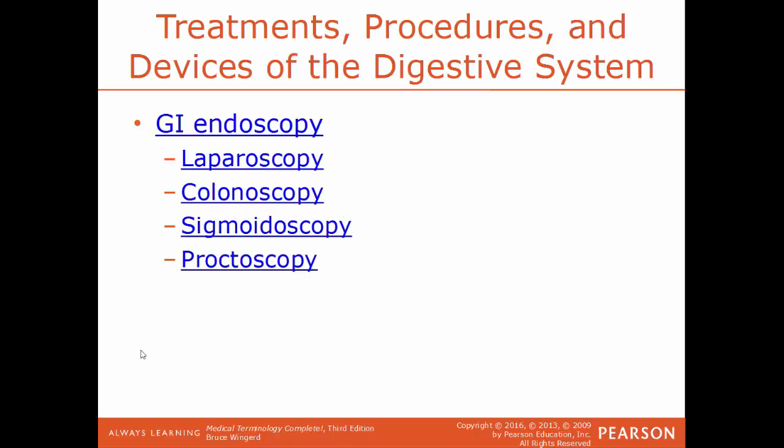Some other examples of GI endoscopy: laparoscopy, a visual examination of the abdominal wall; a colonoscopy, visual exam of the colon; sigmoidoscopy, a visual exam of just the sigmoid colon. This is that very last section of the colon. Proctoscopy will be a visual exam of the rectum.